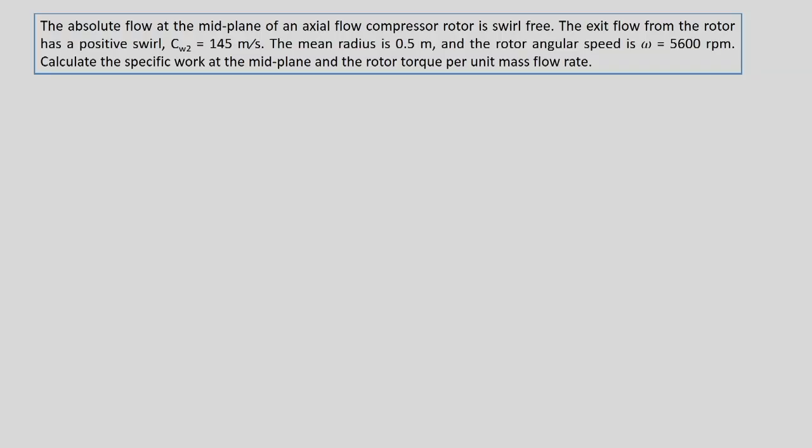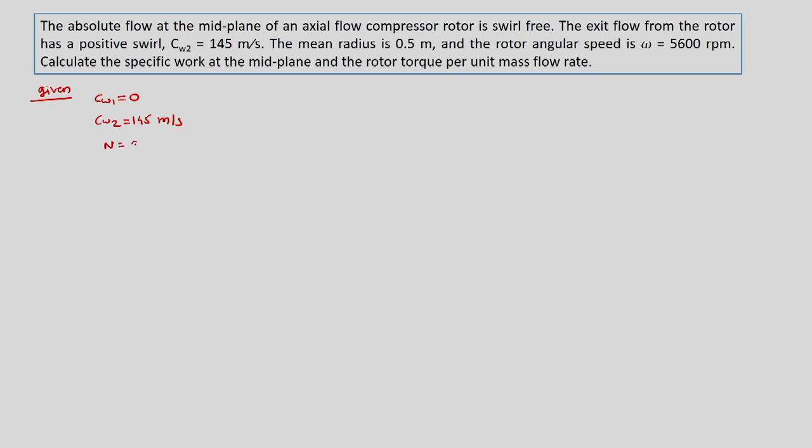Let us work out the next example, which states that absolute velocity at the midplane of an axial flow compressor rotor is swirl free. So it is told that we have axial entry, so we have CW1 as 0. The exit flow from the rotor has positive swirl and we are given CW2 as 145 meter per second. Mean radius is 0.5 and rotor speed is 5600 rpm. Calculate specific work at the midplane and rotor torque per unit mass flow rate. This is a simple example where everything is given.